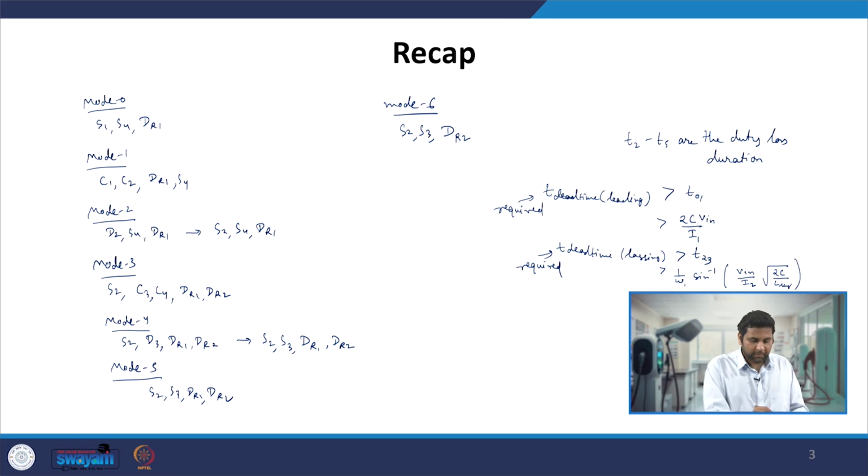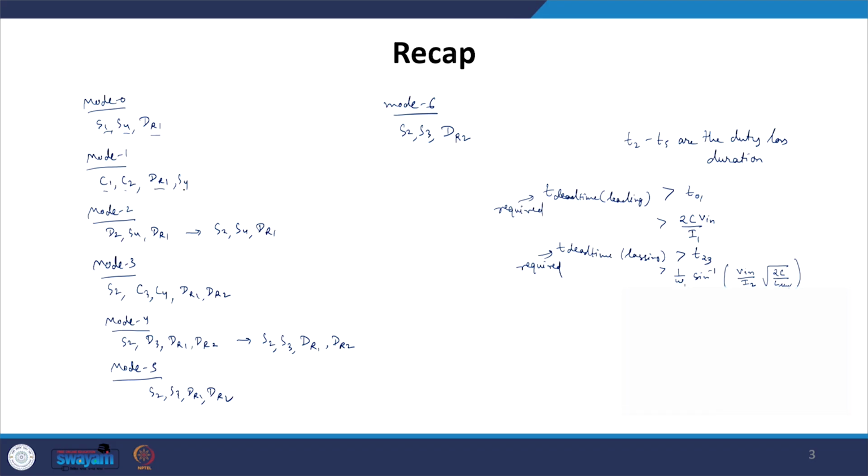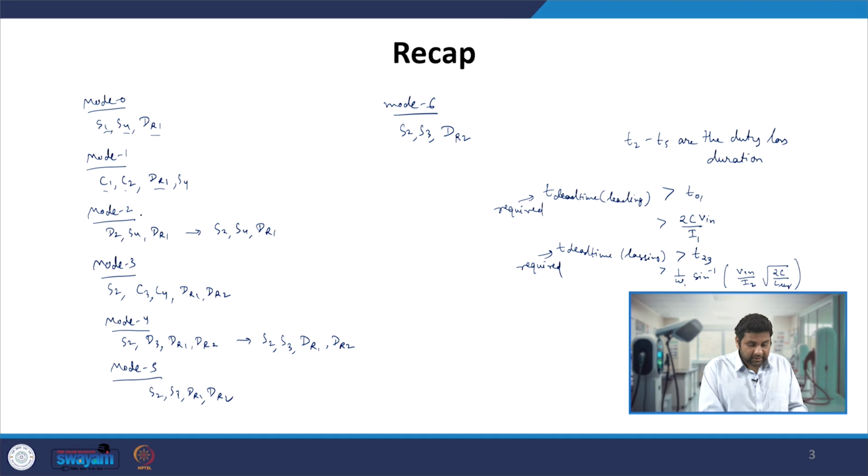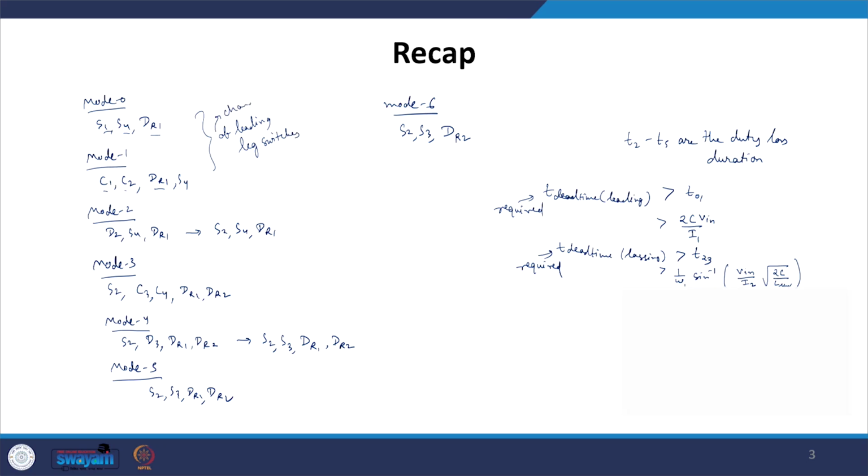If we look carefully, these are the different modes. In mode 1, S1, S4 and DR1 are conducting. In mode 0, the output capacitances C1, C2 of the leading leg switches S1 and S2 are conducting. Then we have diode DR1 and switch S4 conducting. Here we are doing the changeover of the leading leg switches. Then in mode 2, we have seen D2, S4 and DR1 conducting.